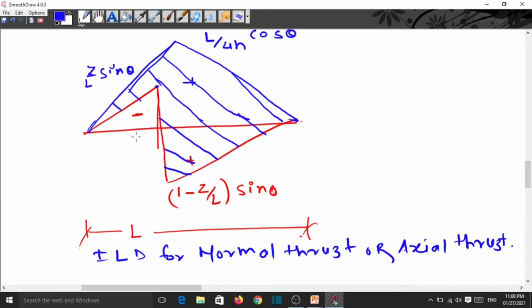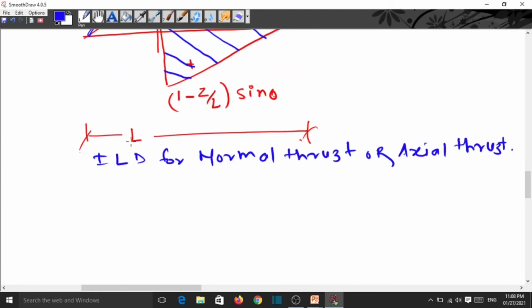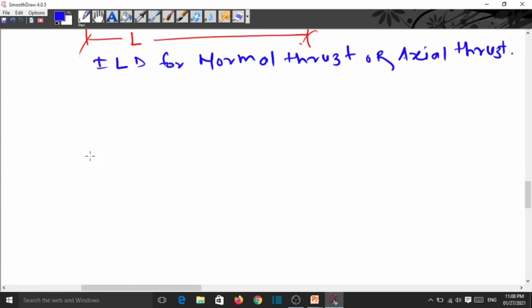Then we draw the ILD for the radial shear. Now next is the ILD for radial shear.